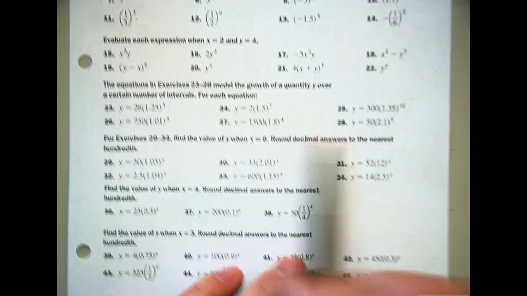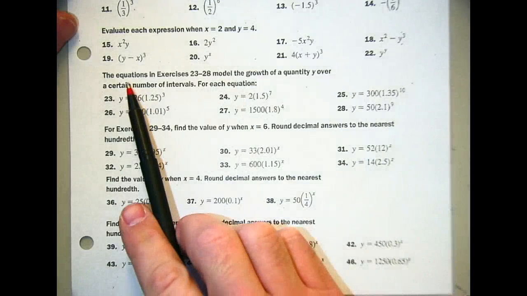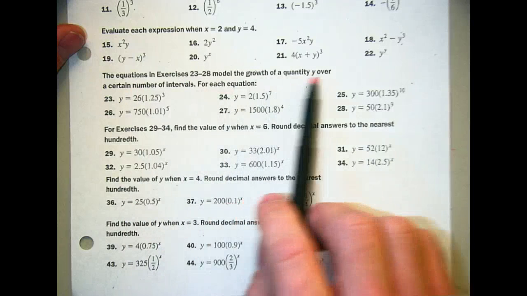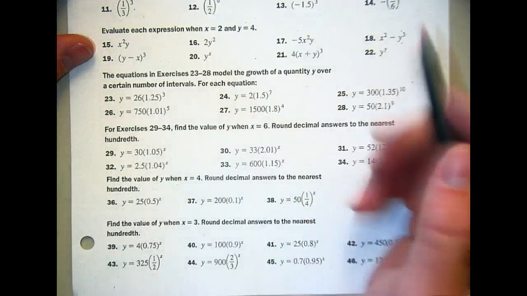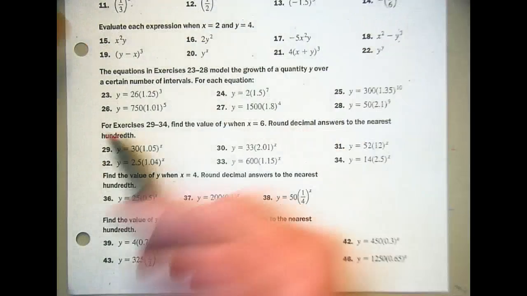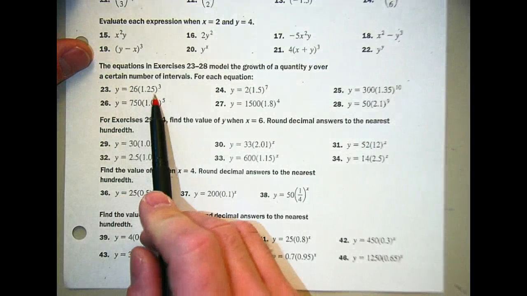Okay, 23 through 28. Lily? What are the instructions even asking? Okay, so the equations 23 through 28 model the growth of a quantity y over a certain number of intervals for each equation. They should probably say evaluate it. That's really what it's asking. So in other words, multiply this out.